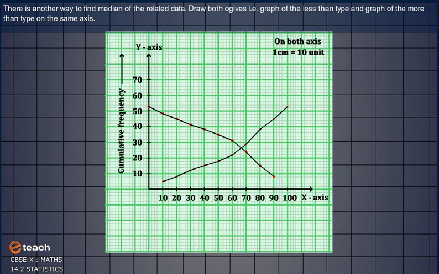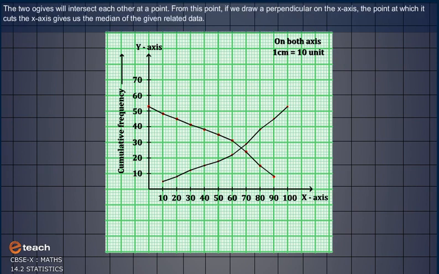There is another way to find the median of the related data. Draw both ogives, that is, the graph of the less than type and the graph of the more than type, on the same axis. The two ogives will intersect each other at a point. From this point, if we draw a perpendicular to the x-axis, the point at which it cuts the x-axis gives us the median of the given data.